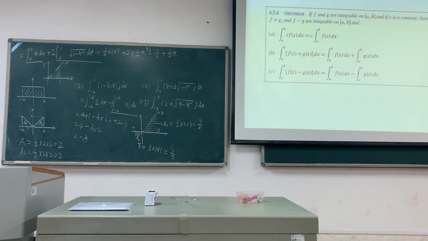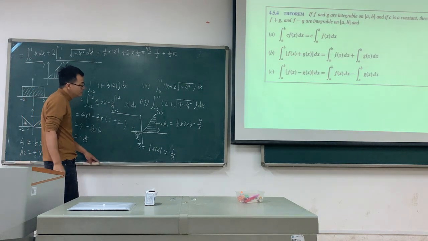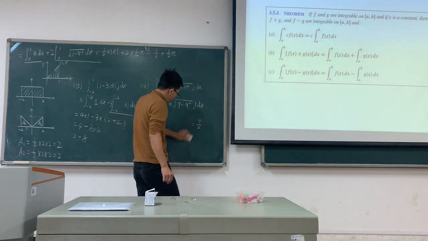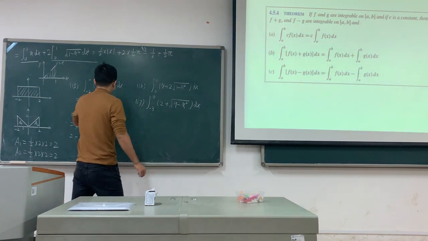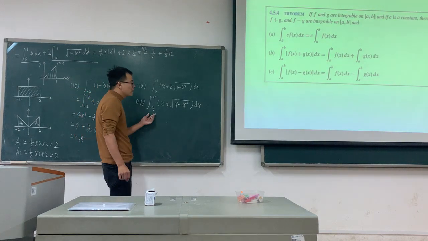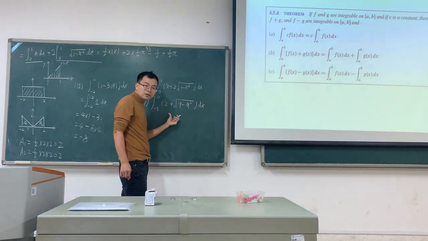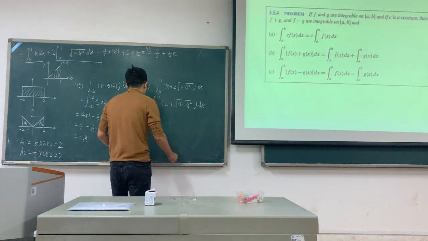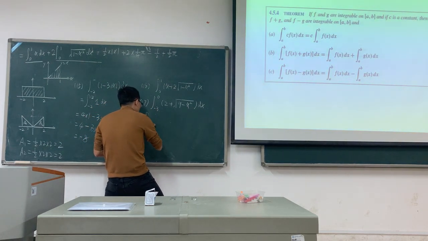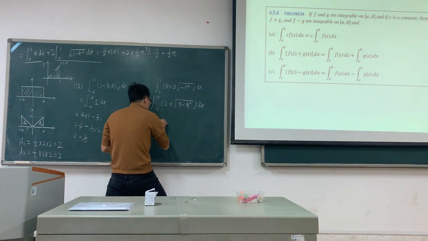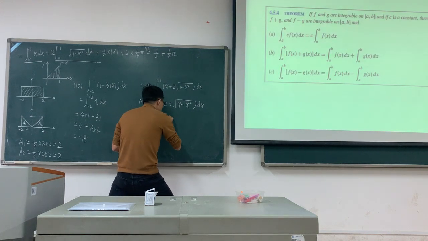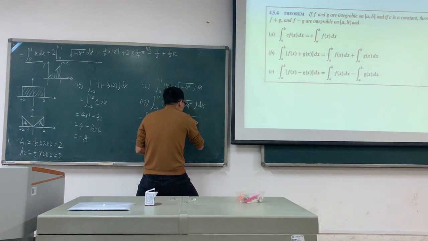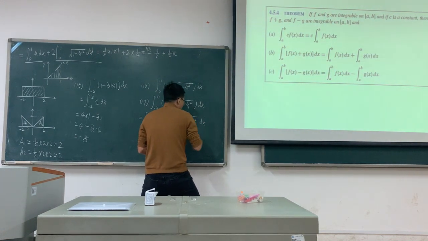Now for the number 17. Here it's the same, it's the integral of a sum, and the integral of a sum equals the sum of the integrals. So here equals the integral from minus 3 to 0 of 2, plus the integral of the square root of 9 minus x squared dx.